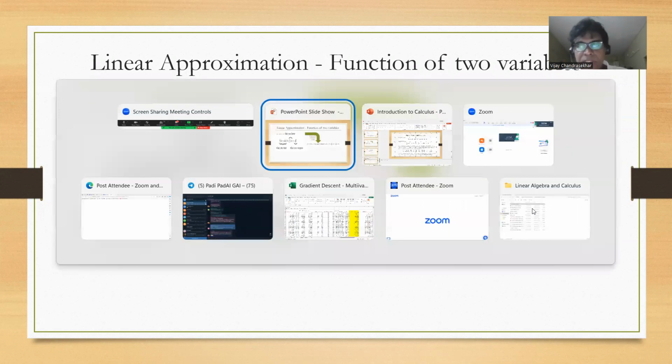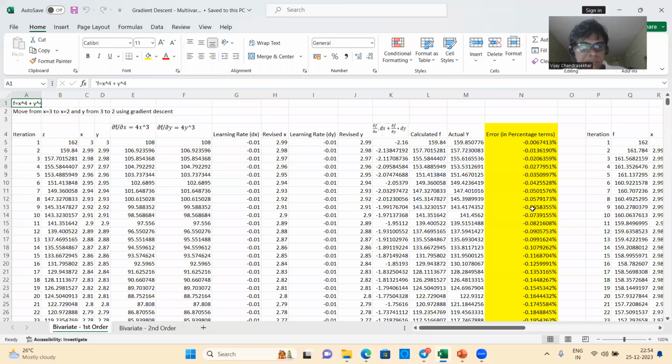So we go to a spreadsheet. Here it is. We take a function, I'm calling it f, x to the power of 4 plus y to the power of 4. We're moving from x equal to 3 to x equal to 2, and y again from 3 to 2. So basically we're doing the gradient descent algorithm step by step.